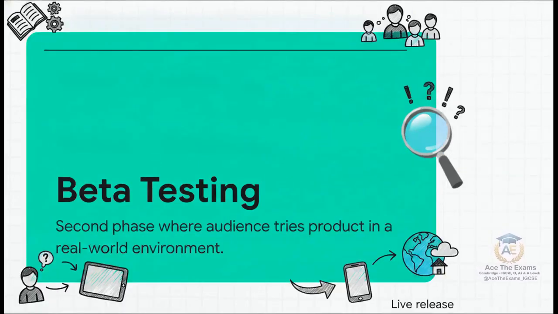Once those internal bugs are squashed, we move outward to beta testing. This phase is incredibly interesting because it brings in a sample of real intended users. The software is released into a live real-world environment. These users interact with the product naturally, uncovering unexpected issues that developers simply couldn't predict in a sterile lab setting.